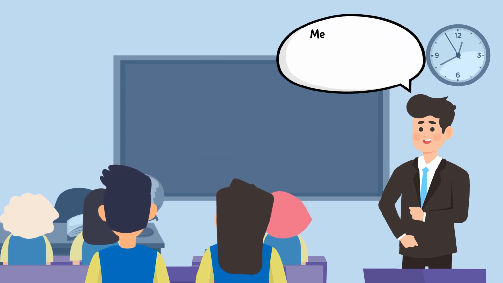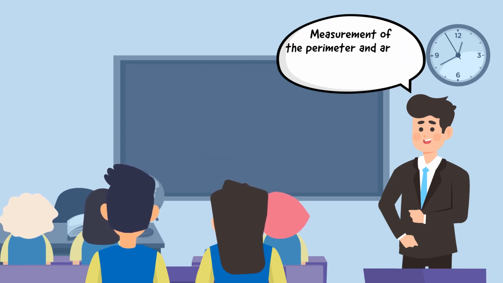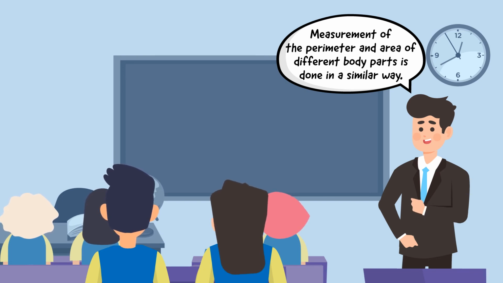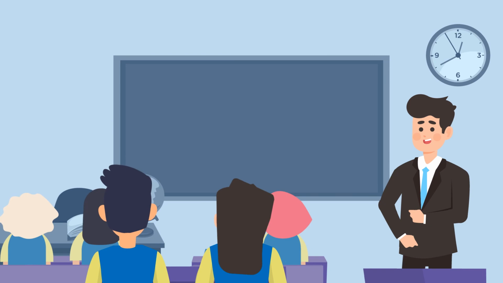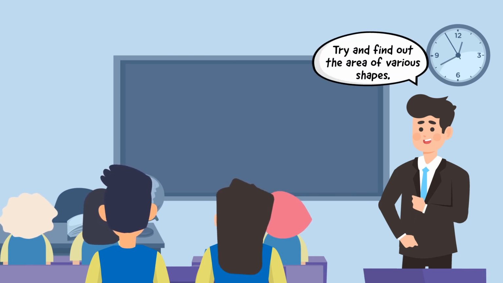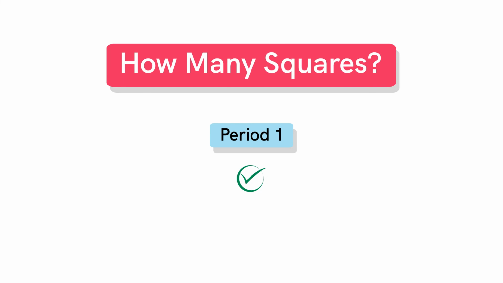Inform the students that measurement of the perimeter and area of different body parts is done in a similar way. Conclude by asking the students to try and find out the area of various shapes. And this is where we shall conclude period 1 of the lesson How Many Squares.